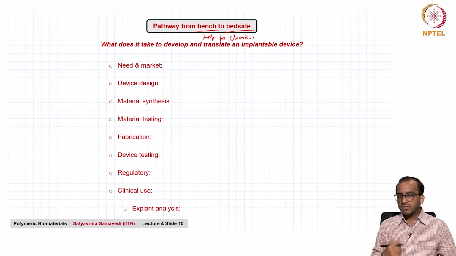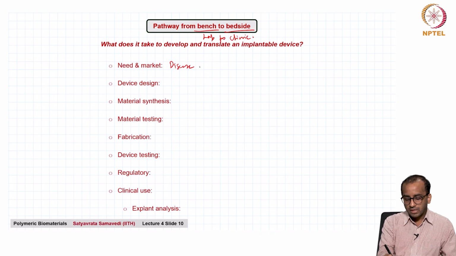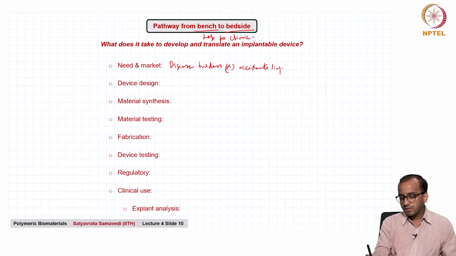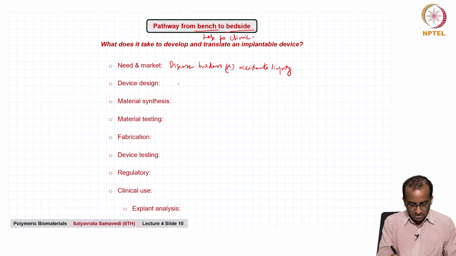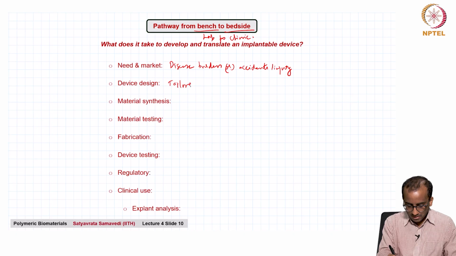And what you're asking here is a very simple question. What does it take to develop and translate an implantable device? So, first of all, there is a need and a market associated with this. This is directly related to disease burden or incidence of accidents or injury. This directly determines what is the need and what is the market potential. Right? Next comes the device design, which is tailored for a specific need.